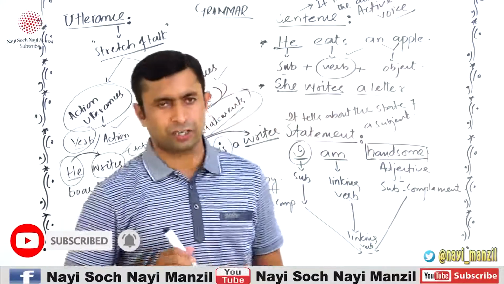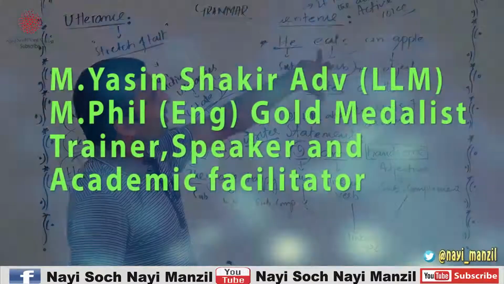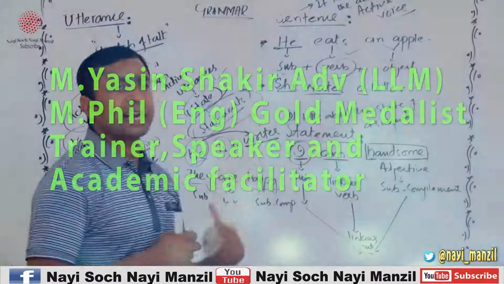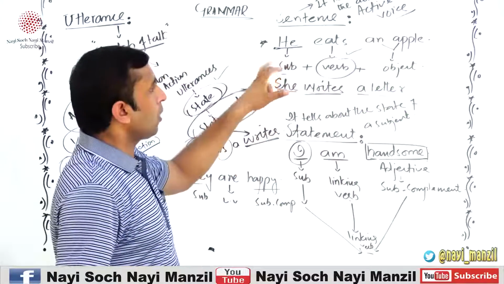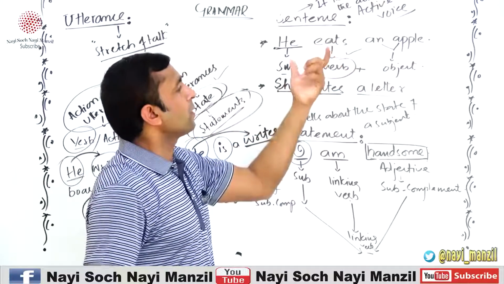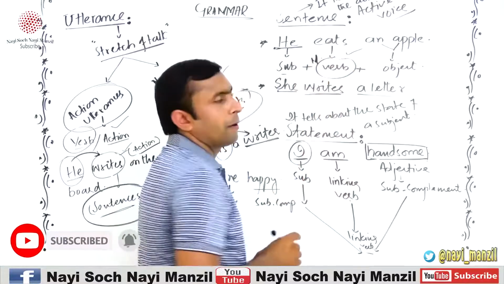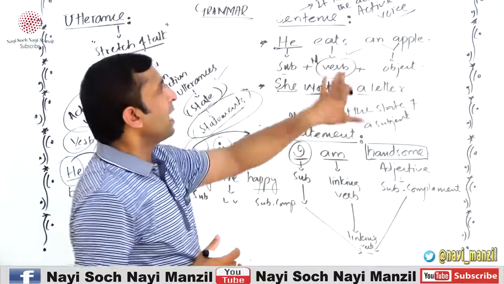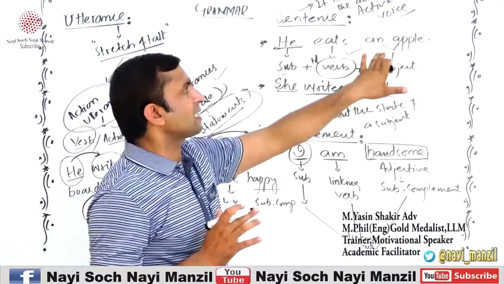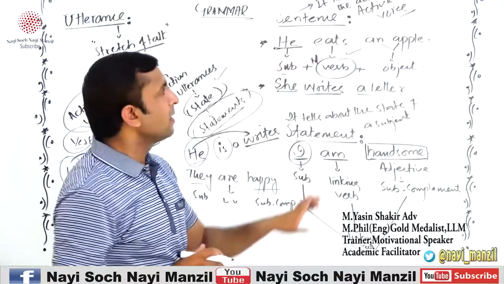Now come to the structure. For the understanding of structure, here is a sentence: He eats an apple. If we analyze this structure, first of all, here is a subject, and after the subject is a verb. And what is that verb? It is a main verb, the main action or principal verb. After that verb there is the receiver of the action, and what is that? An apple, and it's an object. This is the structure of a sentence.